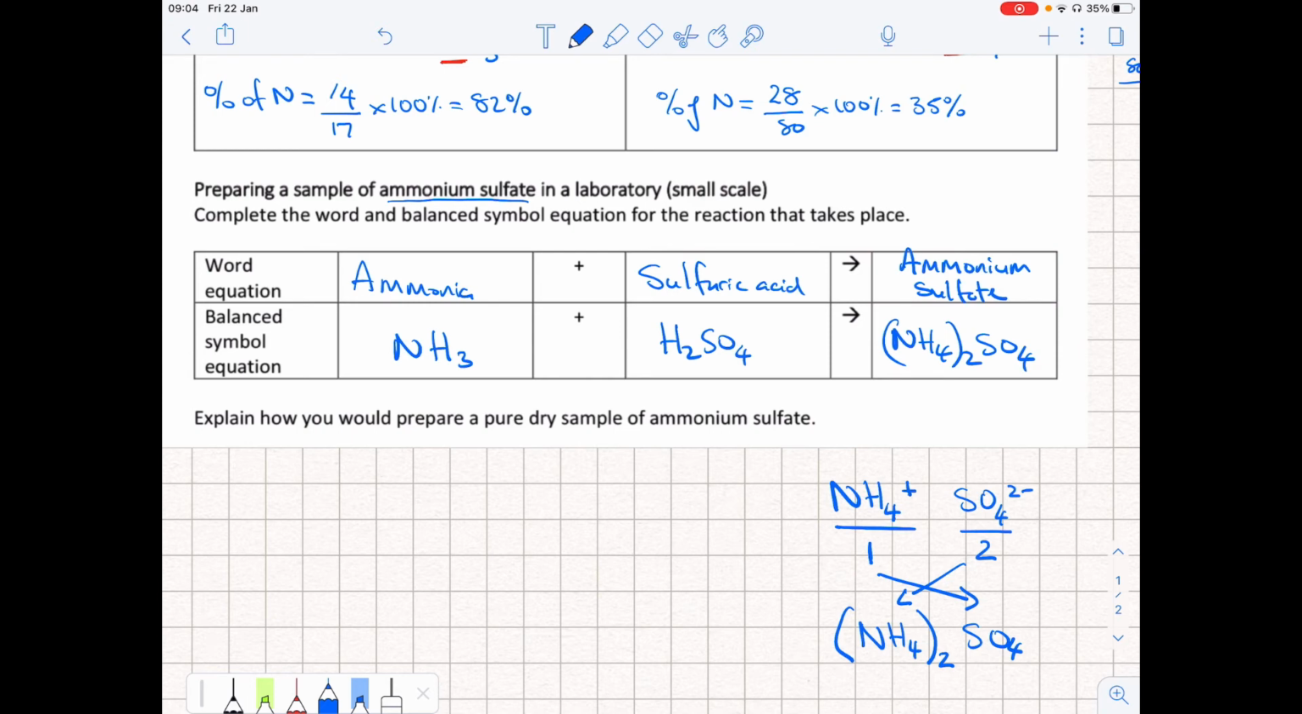Okay, that equation needs balancing. If you want to pause the video and have a go at balancing it yourself, I'm going to balance it very quickly by putting that in there. So if you're going to prepare this in a laboratory, as you can see from the equation, we take ammonia, react with sulfuric acid, and it will make the salt ammonium sulphate. This salt is soluble, so we would have to then separate that soluble salt from anything that it may be dissolved in during the reaction.